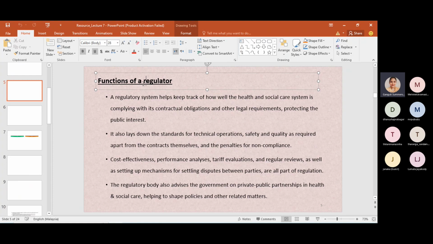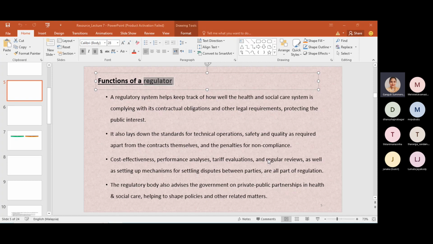Okay, so I will give you a few seconds. Can you think about the functions of a regulator? Before I teach you the functions, can you guess the functions of a regulator? What kind of things are done by regulators? I'll give you a few seconds to think about the functions. You can unmute your mic and tell the answers to me, or else you can type in the chat as well.